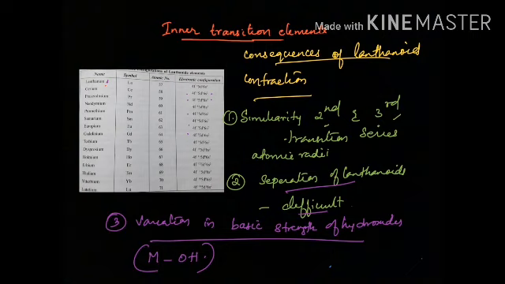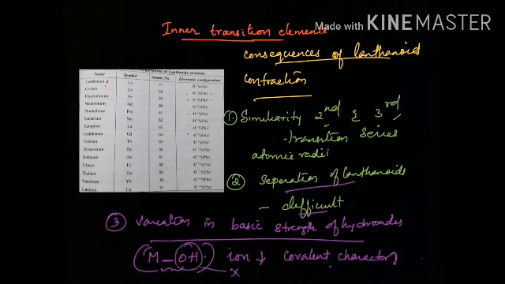Because of the lanthanoid contraction, the ion size is getting decreased, right? Ion size will get decreased. So it will result in an increase in the covalent character of the M-OH bond. Since the size of the M ions is getting decreased, there is an increase in the covalent character in the M-OH bond. So the OH cannot be released easily. If the OH minus ions are not released easily, their basic strength is getting decreased, right? So that is how it is varying.